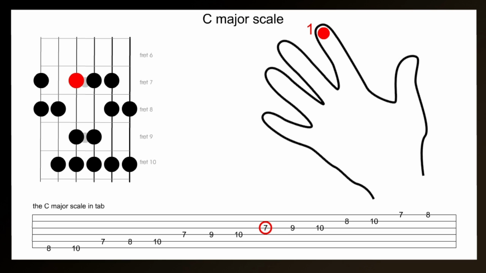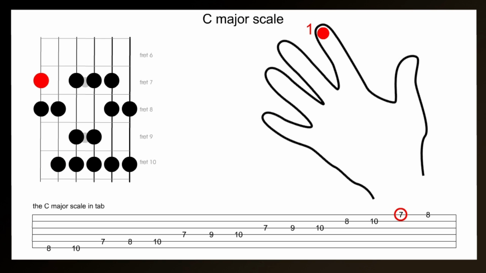Play the 7th fret of the G string with the 1st finger. Play the 9th fret of the G string with the 3rd finger. Play the 10th fret of the G string with the 4th finger. Play the 8th fret of the B string with the 2nd finger. Play the 10th fret of the B string with the 4th finger.